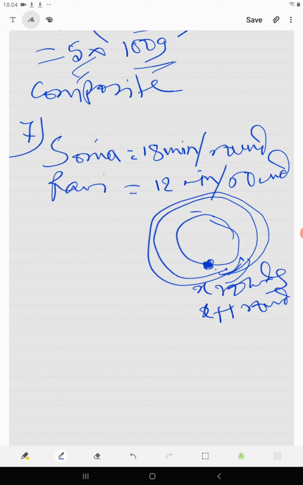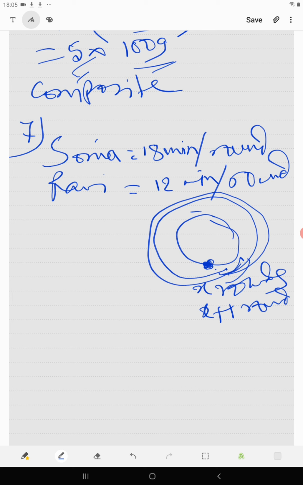When will they meet? Understand the basic thing. When the first time after they start, when the first time they will meet again, it will be a common multiple of both Sonia and Rabi, correct? Then only it can meet. Am I right or wrong? So it should be the common multiple.